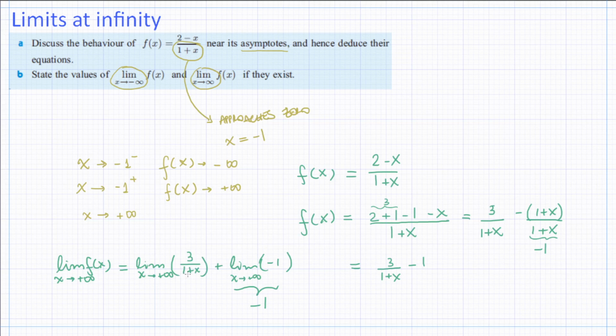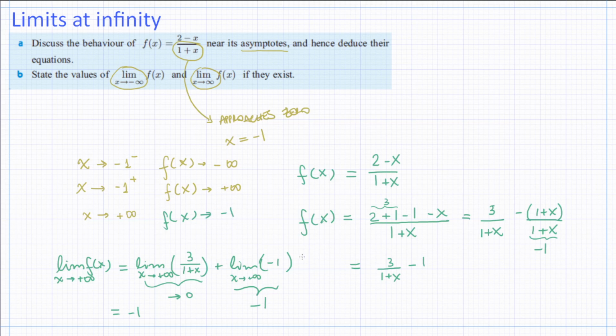Now what about this value? Well, as x increases more and more, 3 over something that's increasing, where 3 is a constant, will go towards 0. Because the denominator is going toward infinity, you're dividing by larger and larger numbers, so your number will be smaller and smaller, and you can get as close to 0 as you want. So 0 plus negative 1. So the limit would be negative 1. So our asymptote is y equals negative 1.